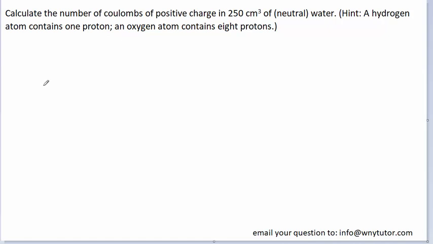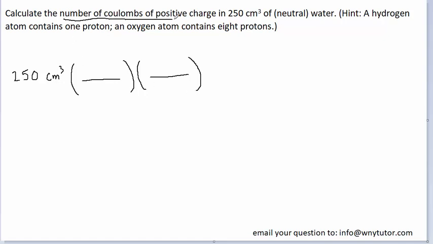So it turns out that this question is really testing our skills in unit conversions. In that type of question, what we do is we start with the given quantity, which in this case is 250 centimeters cubed. And then we set up a series of unit conversions. It's hard to say how many we need in this case, but they're going to be set up as follows. Our ultimate goal is to figure out the number of coulombs of positive charge. So by the time we perform all these unit conversions, that should be our final unit. Again, the number of coulombs of positive charge.